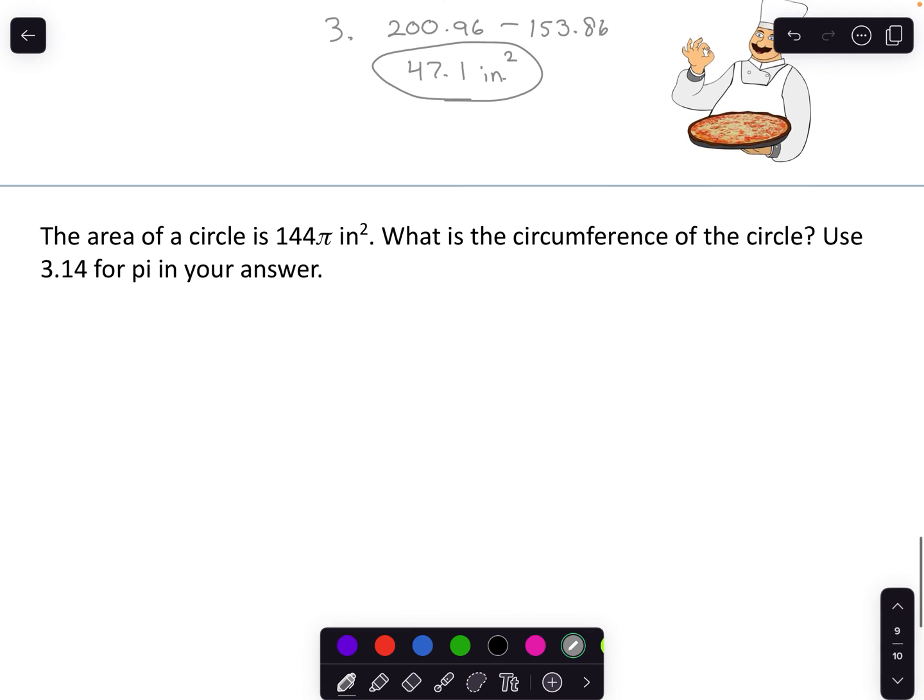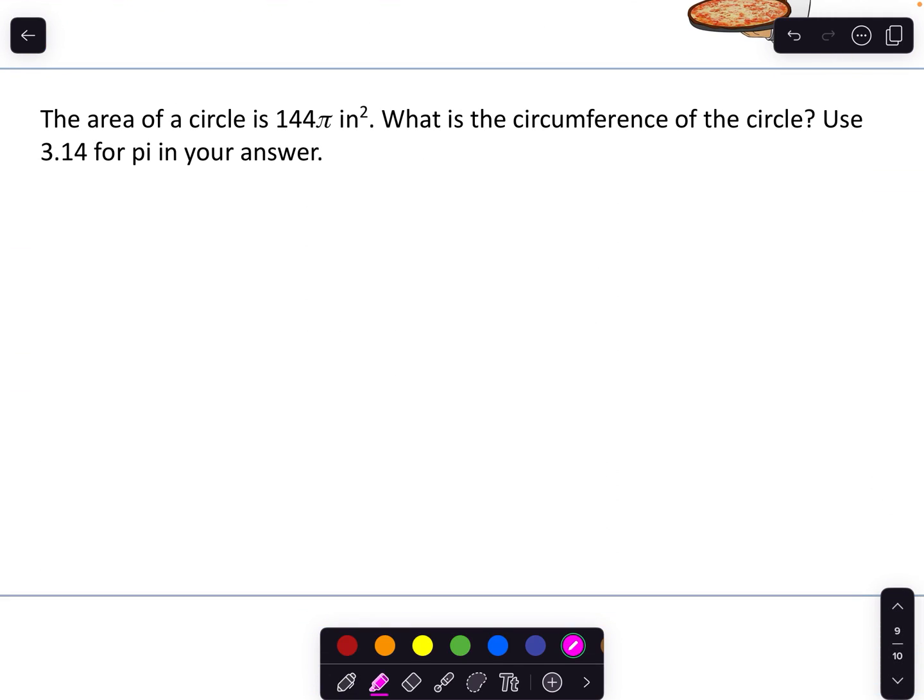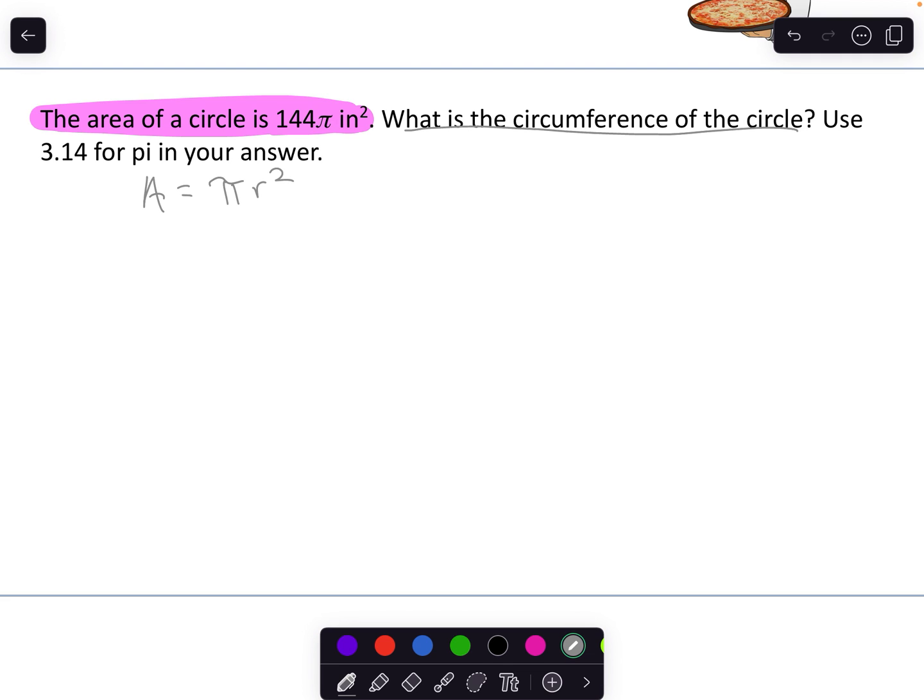Okay, let's check out one last one here. The area of a circle is 144 pi square inches. What is the circumference of the circle? Okay, all right. So the area is 144 pi. We have to find circumference. So area is this formula. Okay, if you remember, circumference is 2 pi r, right?